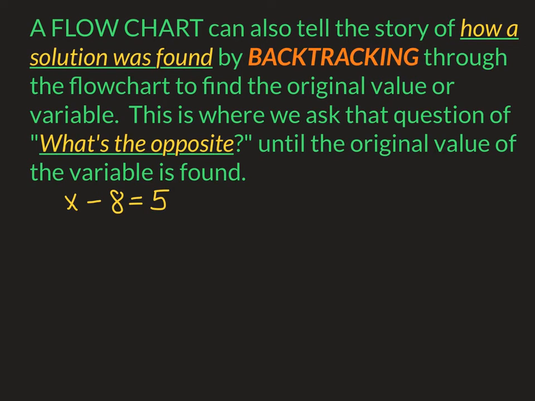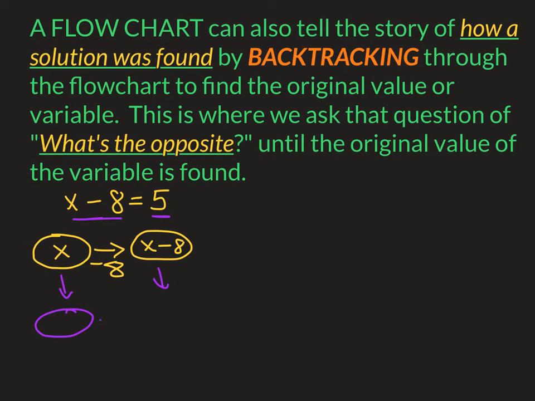The first thing I'm going to do is set up my flowchart. What's the story of x? Well, here's x. What's the first thing that happens to it? First thing that happens to it is that I subtract 8, and that gives me x minus 8. And that's what I started with. There it is. There's my expression. Well, now I know that x minus 8 is equal to 5. So I'm going to line up these circles right underneath.